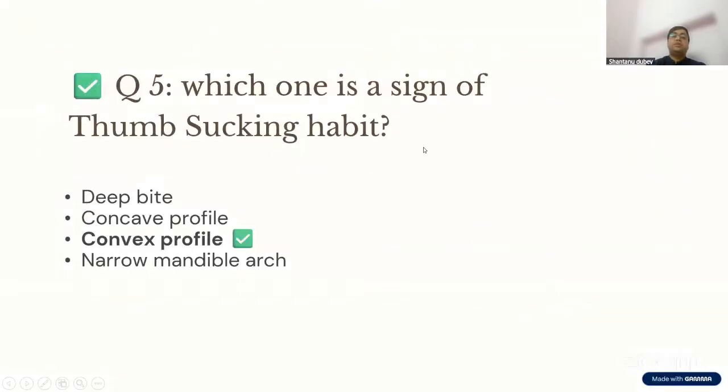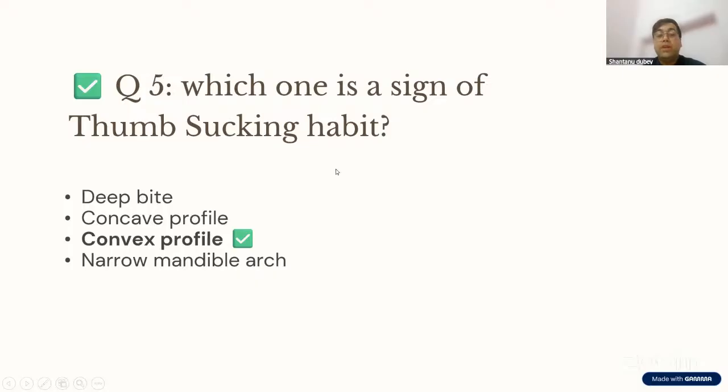Okay, which one is a sign of thumb sucking habit? Is it deep bite, concave profile, convex profile, or narrow mandibular arch? This is something that we had confused last time. Always remember, for this kind of question you can use the elimination method. Whenever the patient is sucking thumb, the tongue is placed in the mandibular arch. Since the tongue is a muscle placed in the mandibular arch, pushed away from the maxilla, into the mandible, it will cause expansion of the mandibular arch and not a narrow mandibular arch. So that option is out of the park.